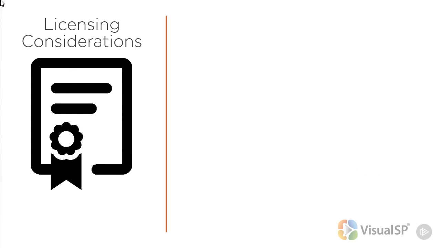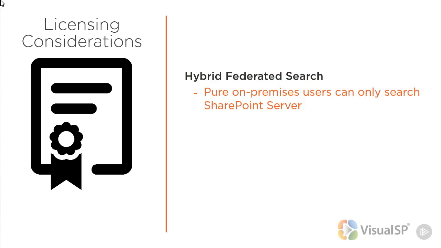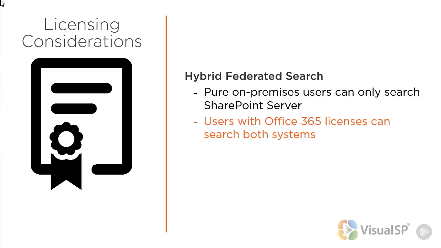Last but not least, licensing considerations. In a hybrid federated search scenario, pure SharePoint on-premises users can only search SharePoint Server content. And by pure on-premises, I mean users that don't have an Office 365 license. They have a SharePoint CAL, and they can still search their on-prem content. And users that also have SharePoint CALs and Office 365 licenses can search both systems, which is really cool.